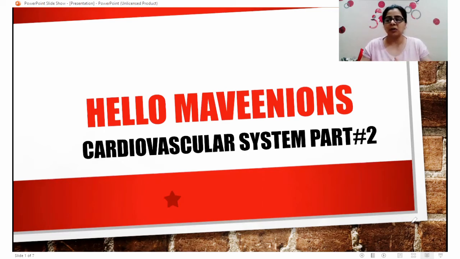Speaking about the AV walls, they are present in between atrium and the ventricles, and the main function is to prevent the backflow of blood from ventricles to the atrium during the process of systole. Now, second one is your semilunar walls, which are present in your aorta and pulmonary arteries. The main function of these walls is to prevent backflow of blood from the pulmonary artery and the aorta during the process of diastole. So this is all about the wall.